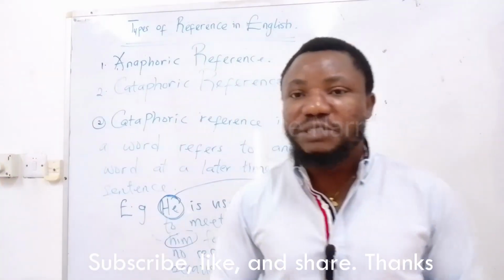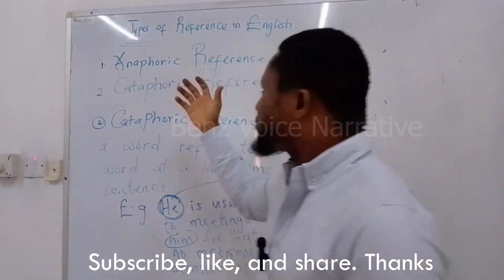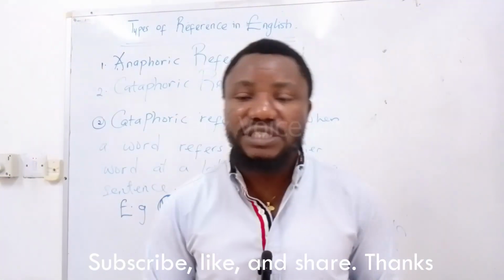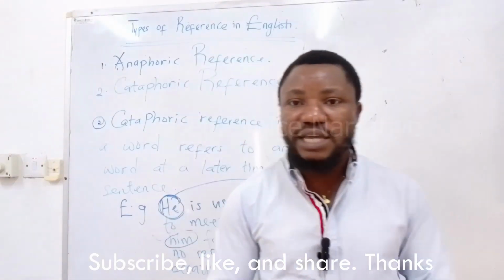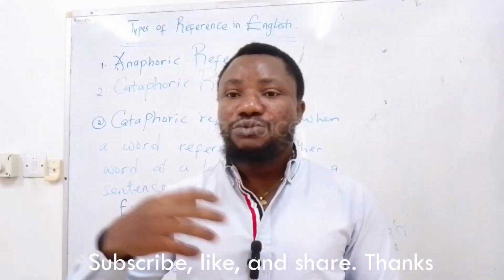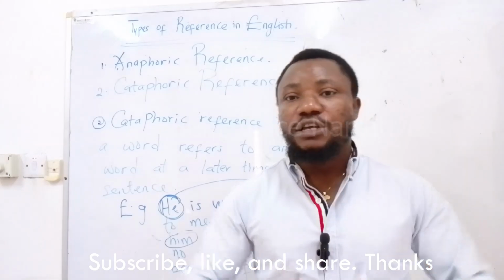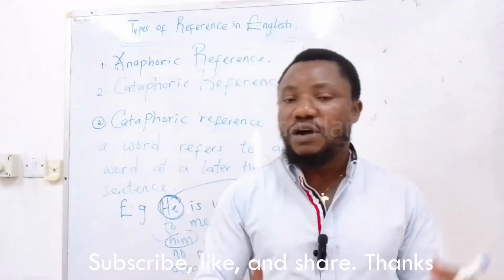And with that, we've come to the end of today's class on the types of reference in the English language, the anaphoric and the cataphoric. And I do believe that you can now use these two types of references as aesthetics to beautify your piece of writing.